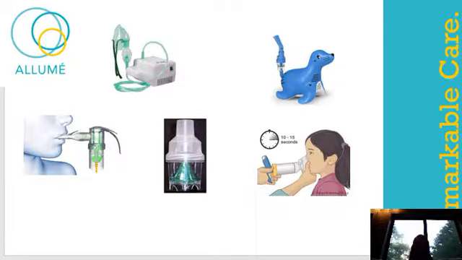You can see the nebulizer machine, you can see the different mouthpieces. For pediatrics, they can actually come in fun, creative little animal apparatus. And then of course you can also see in the bottom right hand corner is the spacer and how that works with the mask. Very effective that way.